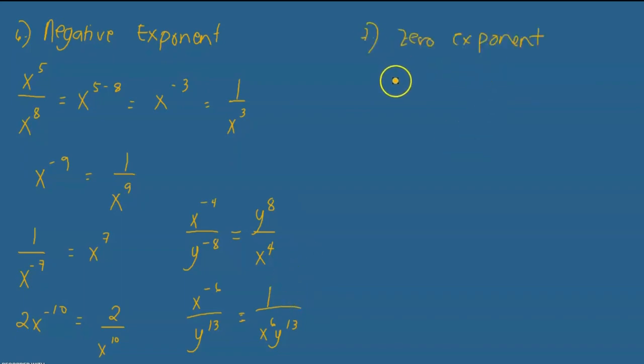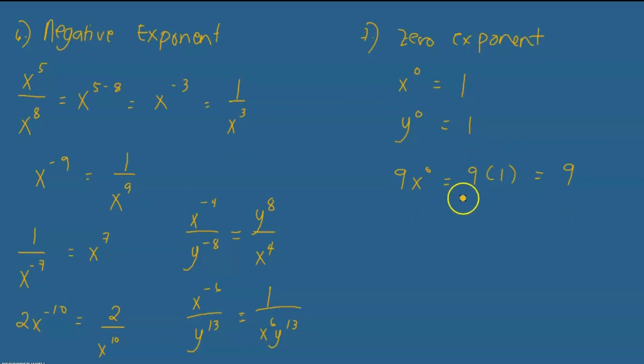Okay? So, for the zero exponents, anything that is being raised to 0 will be equal to 1. So, if I have x raised to 0, then that will be 1. y raised to 0, that is 1. 9x raised to 0, that is 9 times 1, simply 9. Kasi ang naka-raise to 0 lang po ay si x. So that's why 9 times 1 is equal to 9.